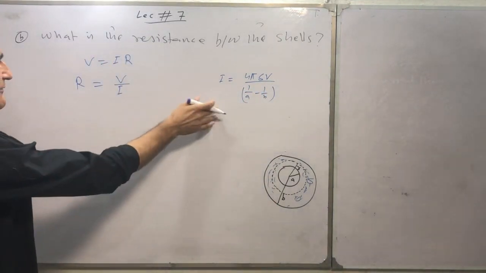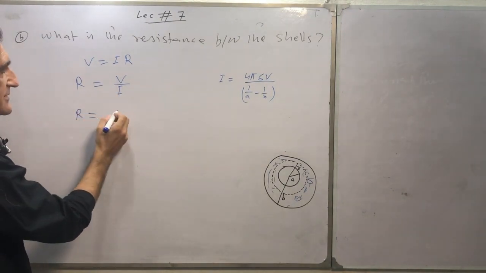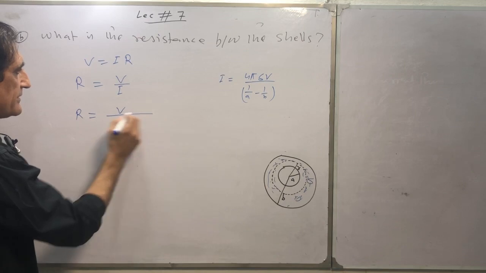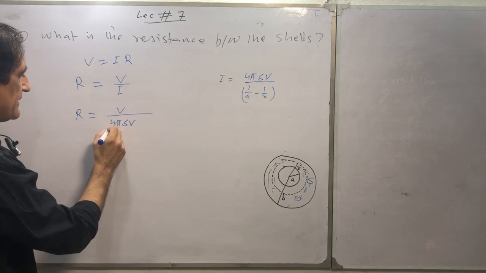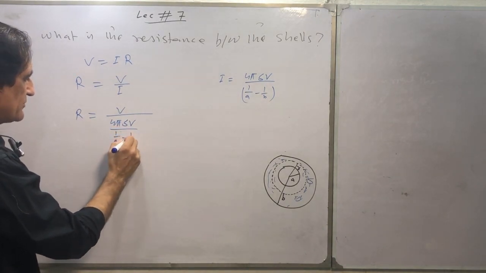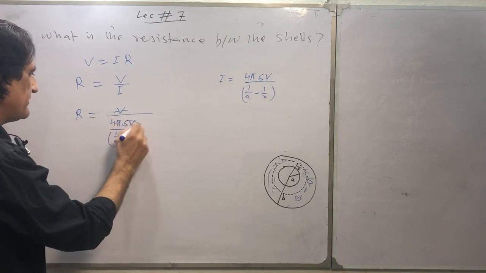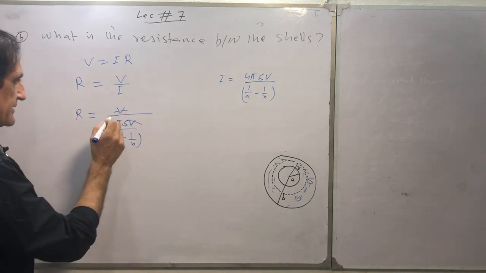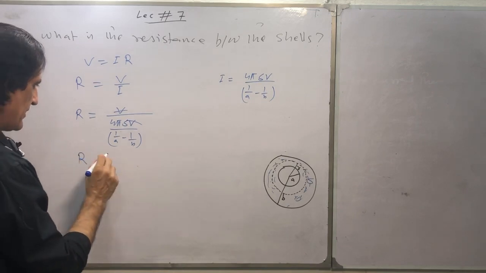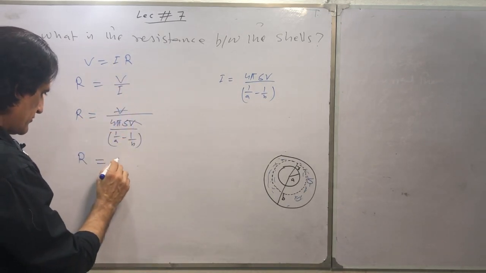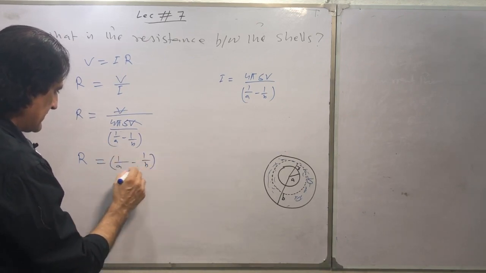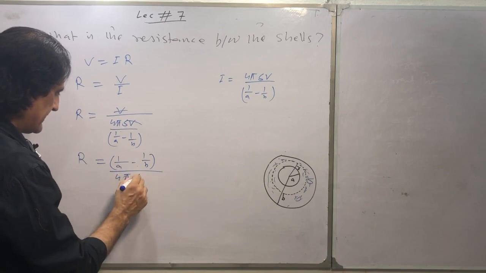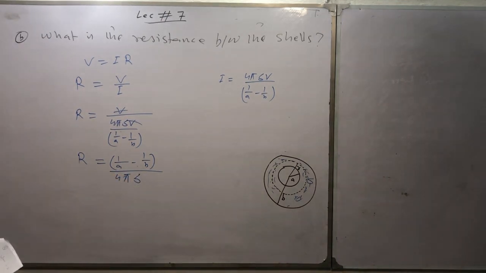Putting the value of current here, R is equal to V divided by 4 pi sigma V divided by 1 over A minus 1 over B. V and V will cancel out, and the resistance will be equal to 1 over A minus 1 over B, divided by 4 pi sigma. So this is the resistance between these two shells.